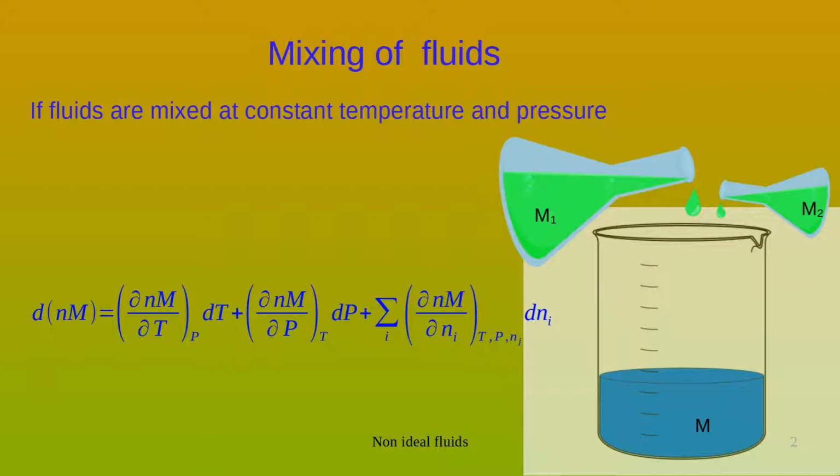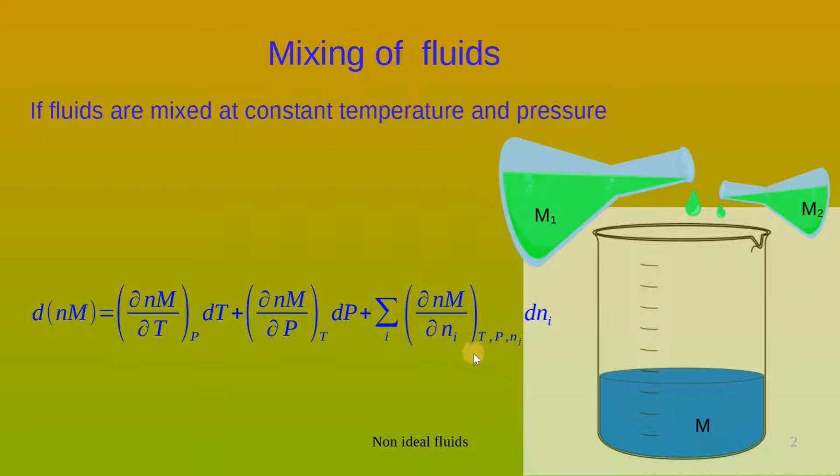If we prepare a mixture as shown on the right by mixing non-ideal fluids or ideal fluids, and if M is a property of the mixture, then the change in property is equal to the change in property with respect to the temperature, that is the first term, change in property with respect to pressure, that is the second term, and change in property with respect to addition of moles in the mixture at constant temperature, pressure, and holding the other species constant.